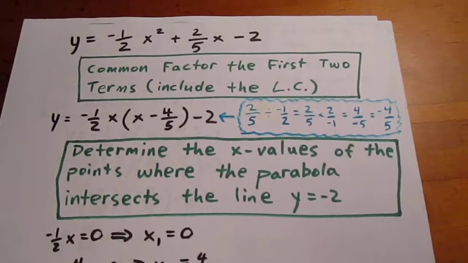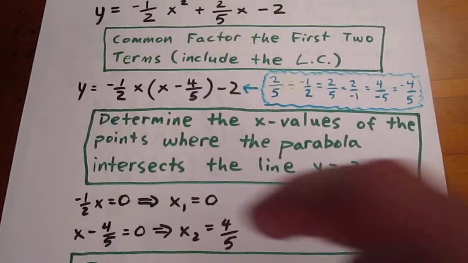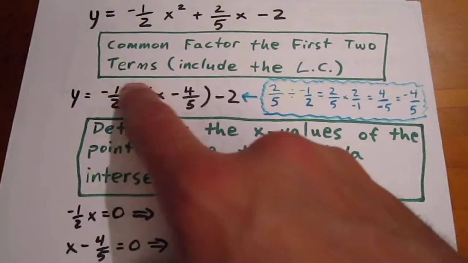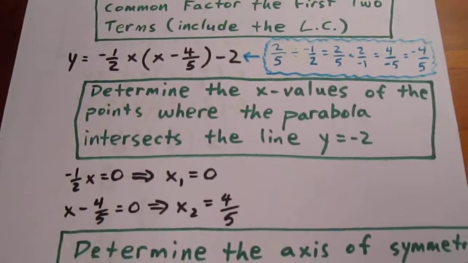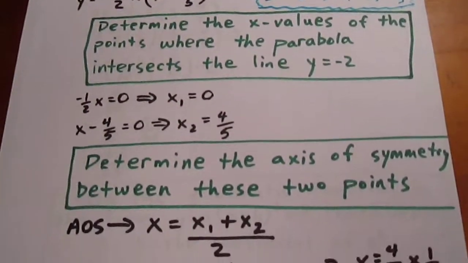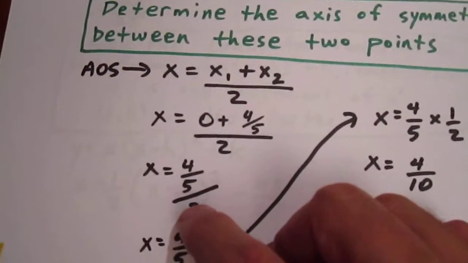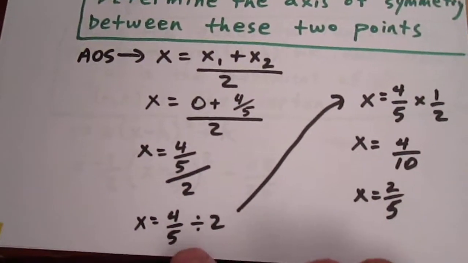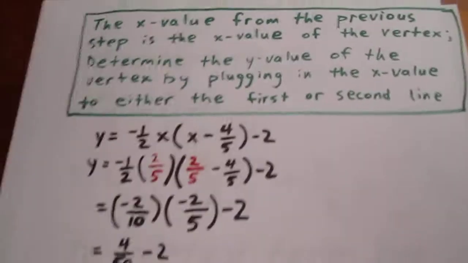I can then determine the x values of the points where the parabola intersects the line y equals negative 2 by focusing on this part of the expression and letting it equal 0. That gives me x equals 0 or x equals 4/5. Well, the axis of symmetry is halfway in between those two values. So 4/5 over 2 is 4/5 divided by 2, which is 2/5. So the x value of my vertex is 2/5.